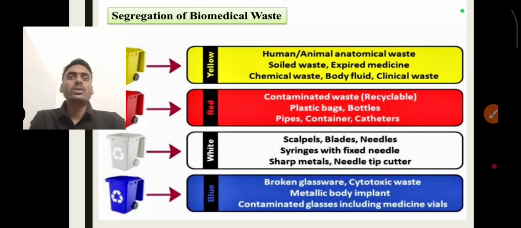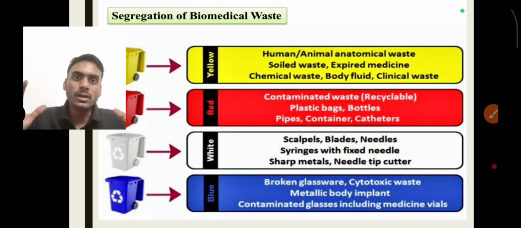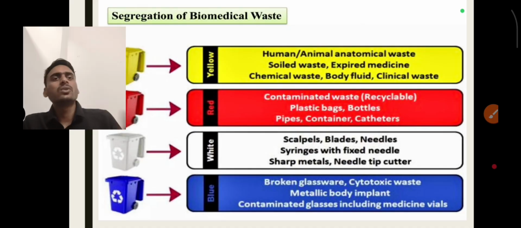Now we discuss the main topic, that is segregation of biomedical waste, where you have to place waste according to the waste material category. You have to place it in a yellow bin, red bin, or white bin. So let's just read.